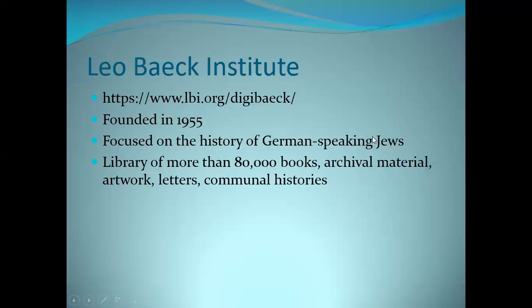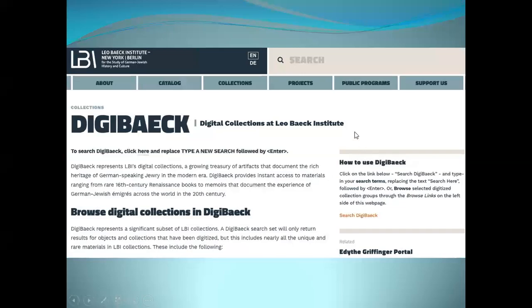Leo Baeck Institute, focused on the history of German-speaking Jews. It's amazing how many subsets we can come up with. So they have more than 80,000 books, archives, artwork, letters, communal histories. Digibeck, I like that. Digital collections at Leo Baeck. To search Digibeck, click here and type a new search. So type in your search term on their site.